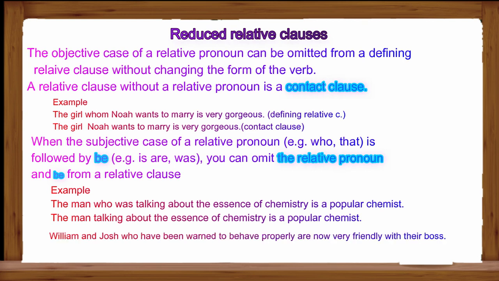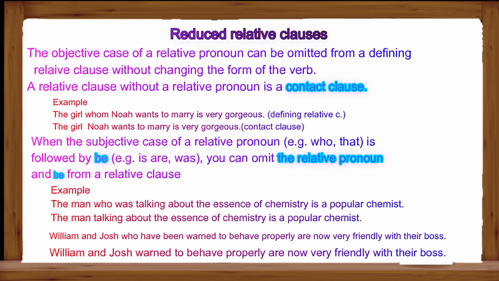Example 2. William and Josh, who have been warned to behave properly, are now very friendly with their boss. In this sentence, the relative clause has a passive verb, have been warned. So, the reduced form of this sentence should be in past participle or verb 3. William and Josh, warned to behave properly, are now very friendly with their boss. It has the same meaning.